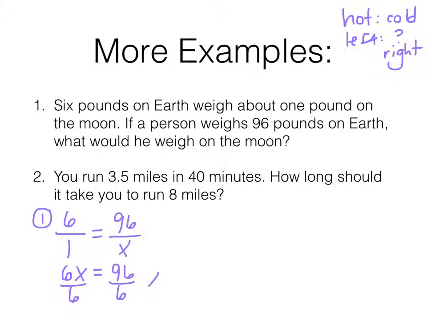We divide to solve, and let's see, 6 goes into 9 one time, with 3 left over. 6 goes into 36 6 times. So we end up with 16 pounds. So if you weighed 96 pounds on the Earth, you'd only weigh 16 pounds on the moon. It'd be really easy to jump really high, I would imagine.